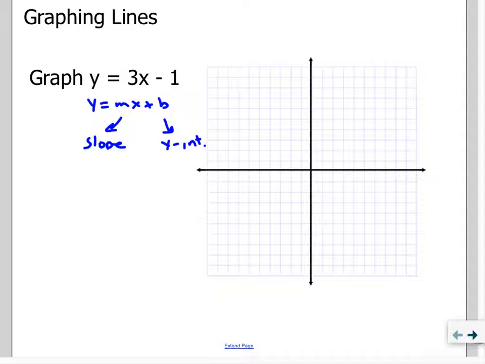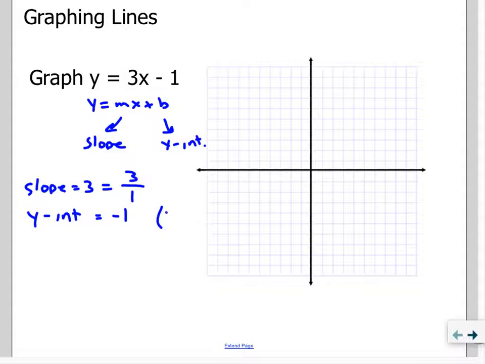One thing that I do like to do before I graph this is take that slope. I know my slope is equal to 3, and I'm going to write it as a fraction. I like my slope as a fraction because then I can apply how high I rise and how far I run. These are words that you've probably heard of: rise over run, change in y over change in x. Our y-intercept is at -1, so it goes through the point (0, -1).